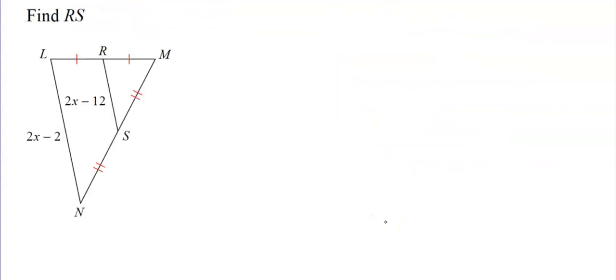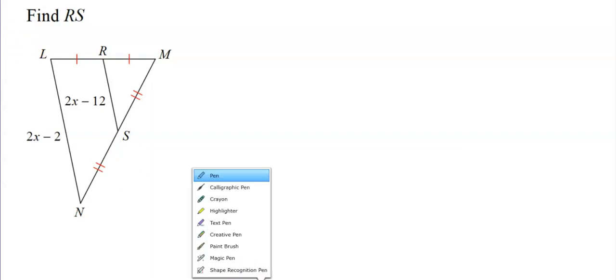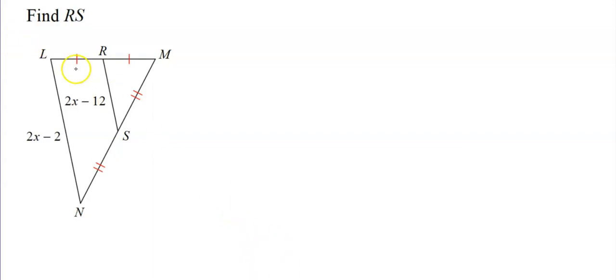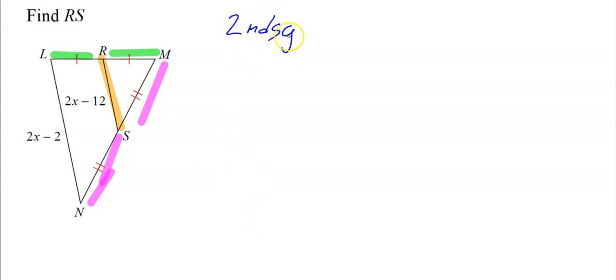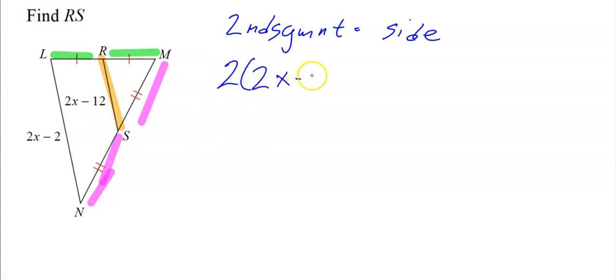Now, after we solve for x using this mid-segment, again, it is a mid-segment because this side got cut in half. I am connecting the midpoints of two sides, so RS is a mid-segment. So two mid-segments equal the side the mid-segment does not touch. So 2 times the mid-segment, 2x minus 12, equals the side they don't touch, 2x minus 2.